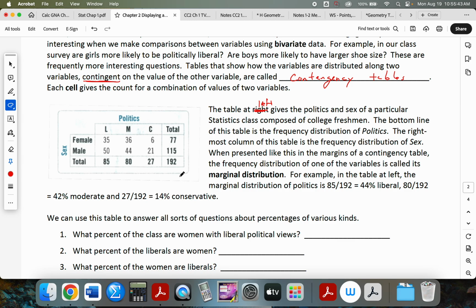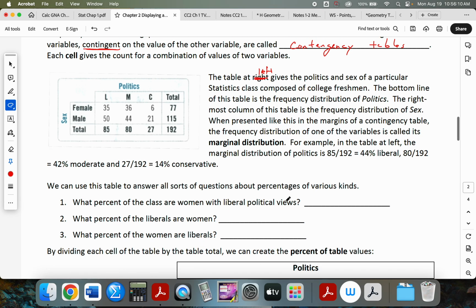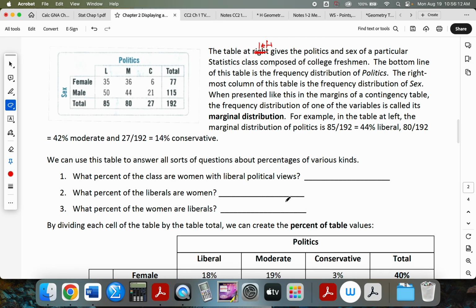So for example, in this table, the marginal distribution of politics is 85 out of the total 192 were liberal. So you could do a relative frequency marginal distribution, and this would be 44%, and then 42%, 14%.